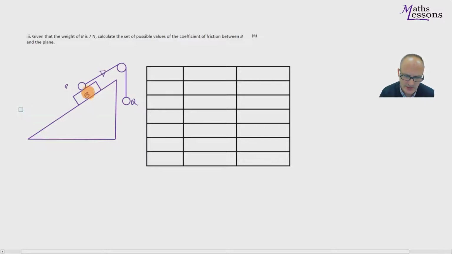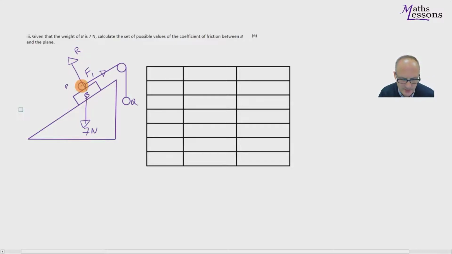What happens to B? Well, let's put in some values of what's happening to B. The easiest one to put in is the weight, 7 newtons. Let's shove that one in. And then we've got the frictional force caused by P pulling up the plane. Let's just call that F1 because there's going to be 2 lots of friction. We've got the normal reaction of the plane pushing up on B.